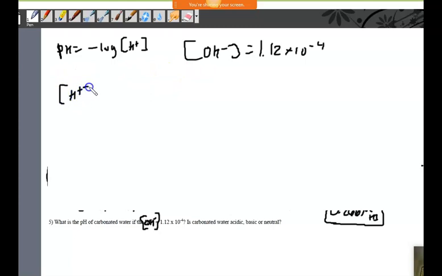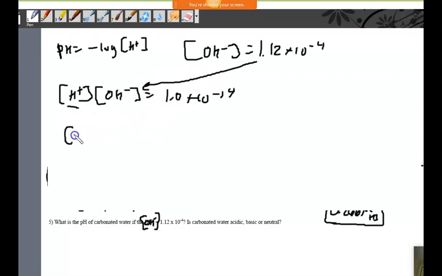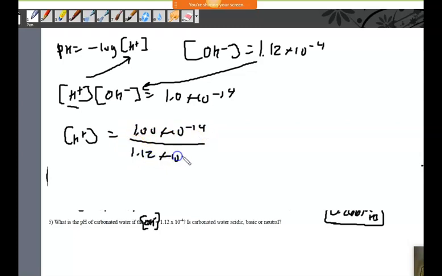So if you remember the other equations, there were 3 equations associated with these types of problems. So there's this equation where concentration of H plus times OH minus equals this number. So I'm going to use this to find the H plus ion concentration by plugging that number into there and solving for H plus. And then once I have H plus, I then can plug it into there. All right, so this is equal to 1.00 times 10 to the negative 14th divided by 1.12 times 10 to the negative 4th, which I get 8.93 times 10 to the negative 11th.